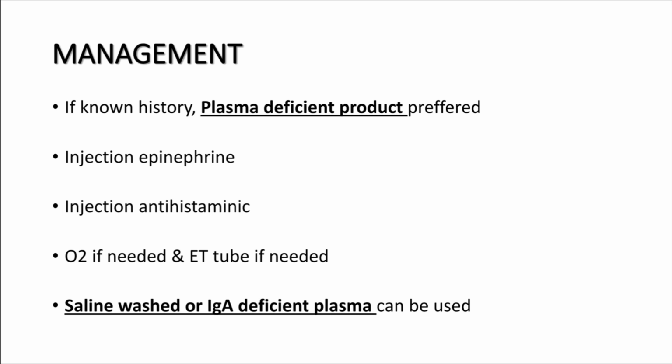What is the management? Obviously, if the patient has a history of anaphylactic reaction, then don't give plasma. Plasma-deficient product is always preferred if the patient gives a history of anaphylactic reaction. If blood pressure is falling, then epinephrine injection can be helpful. To combat the allergic reaction, antihistaminic drug or steroid can be given.